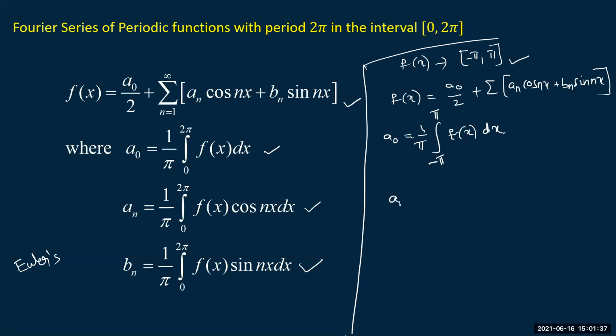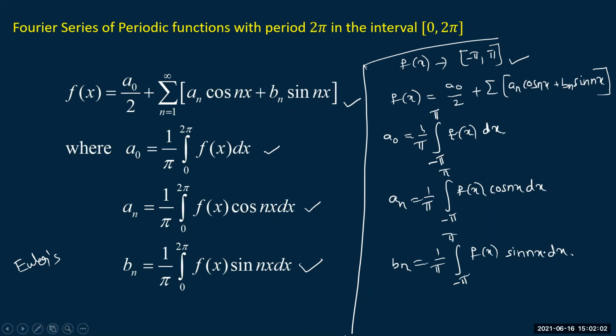You see, an can be calculated with this formula: 1 by pi into integration from minus pi to pi f of x into cos nx dx. Then similarly, we can evaluate bn. It is 1 by pi into integration from minus pi to pi f of x into sin nx dx.